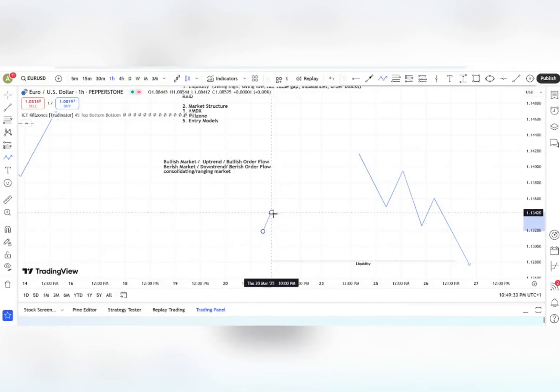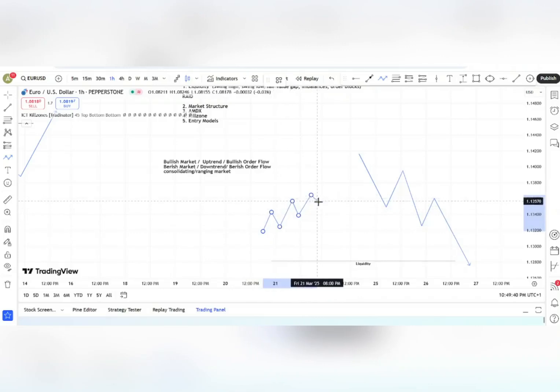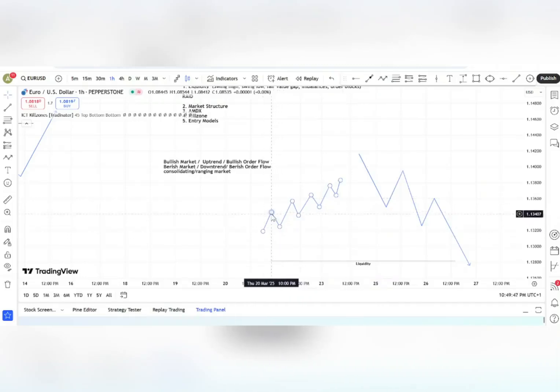Then form a higher low. Okay, form a higher high, higher low, higher high, higher low, higher high, higher low, higher high, higher low. You get the point. So this is a bullish market, consistently forming higher highs and higher lows.